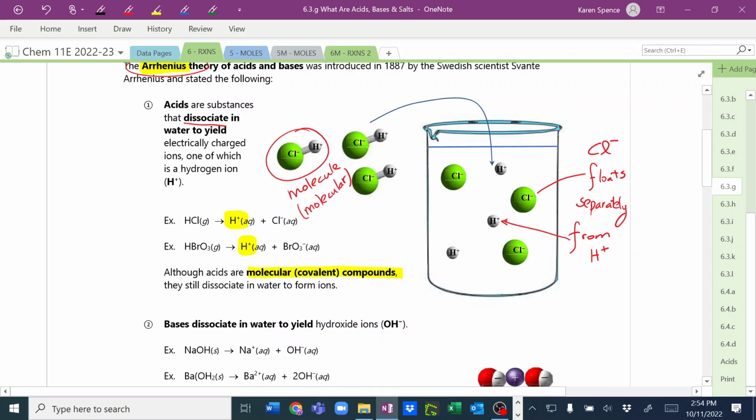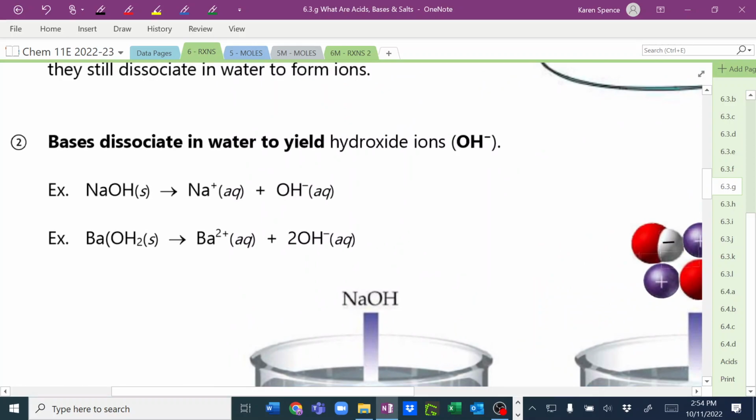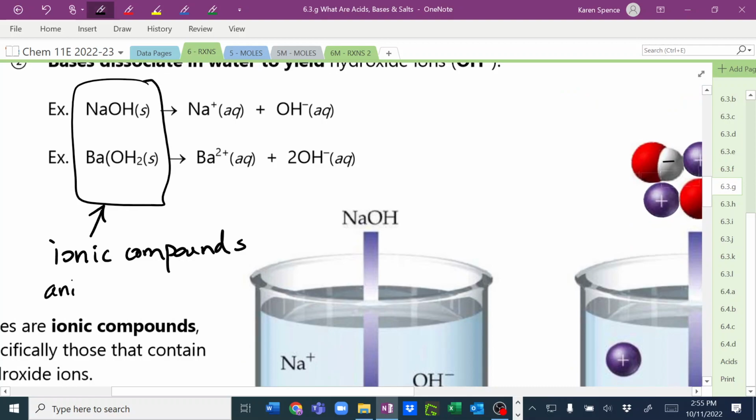Bases, Mr. Arrhenius said, dissociate to yield hydroxide ions. And so basically a base is any ionic substance that contains hydroxide, because what contains hydroxide? It's ionic substances. So these are going to be ionic compounds where the anion is OH minus, and I forgot a bracket here, oopsie. Okay.